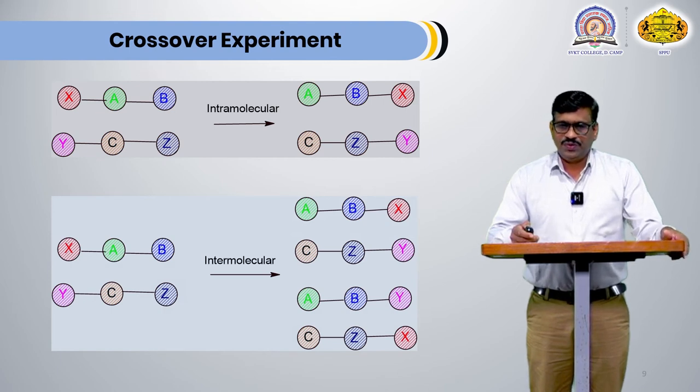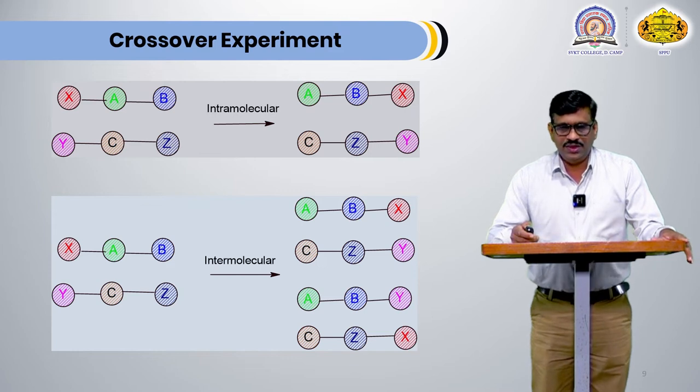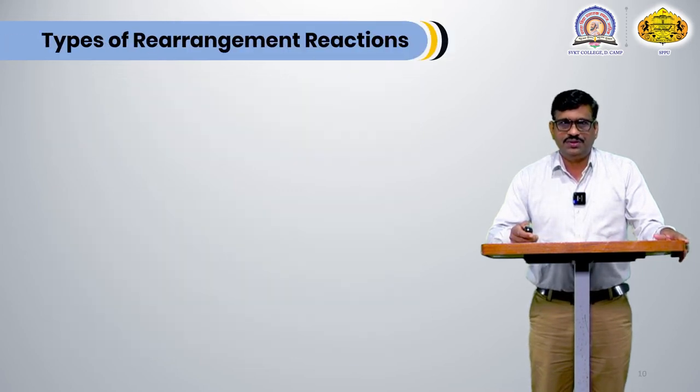Now in the next figure, we get 4 products. The first product is ABX, the second product is CZY. These two products are similar to the first reaction. In addition to this, two more products are obtained, ABY and CZX. In case of the ABY product, the Y group from the second substrate gets attached to the first substrate, and in case of CZX, the X group from the first substrate gets attached to the second substrate. That's why it is intermolecular rearrangement. In this case, two molecules are involved in rearrangement, and there is also exchange of the substituent between these two molecules.